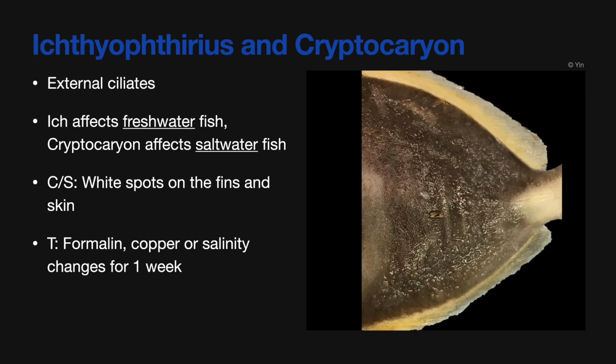Next, we have several parasitic infections to take a look at. I am not even going to attempt to say this parasite name, but it is usually shortened to ick. Ick and cryptocaryon are external ciliates that affect fish. Ick affects freshwater fish, while cryptocaryon affects saltwater fish. The main clinical sign is white spots on the fins and the skin. Treatment involves formalin, copper, or salinity changes for about 1 week.